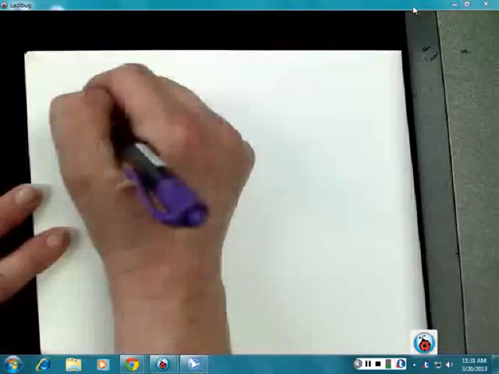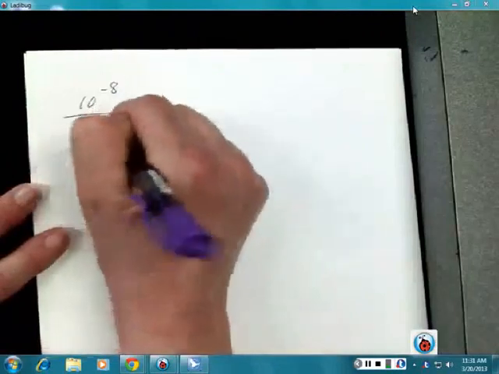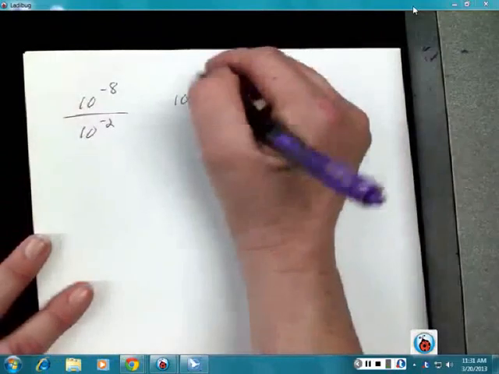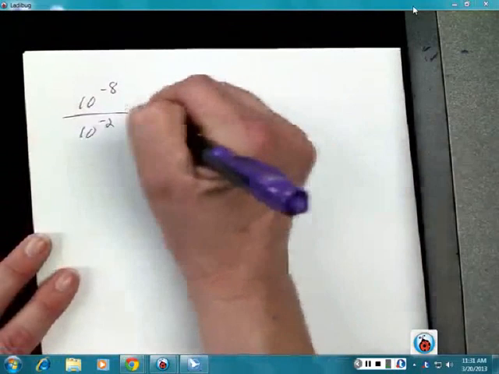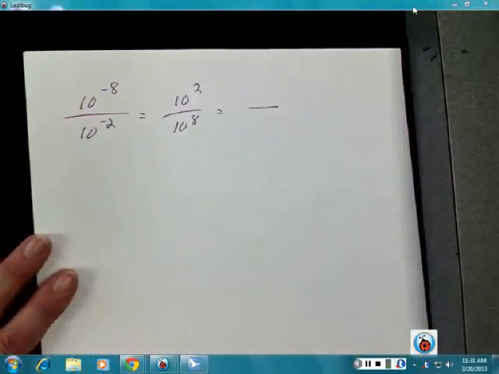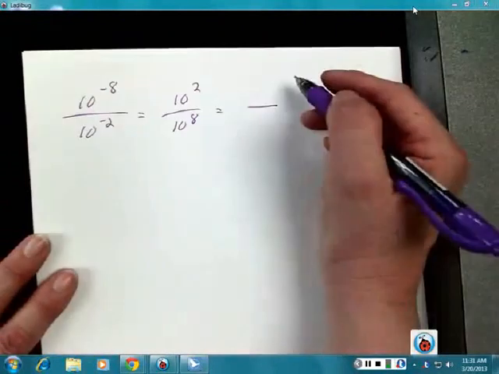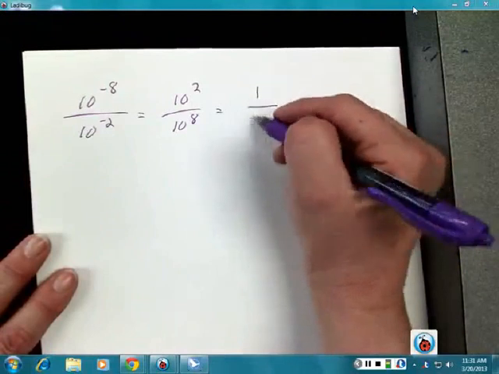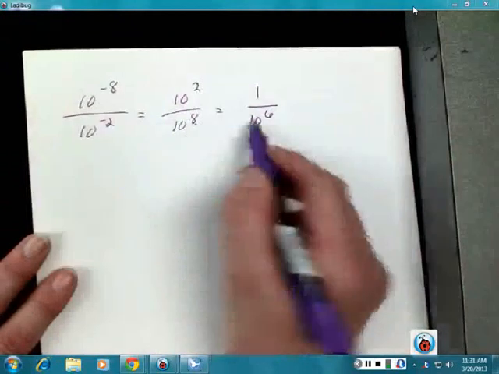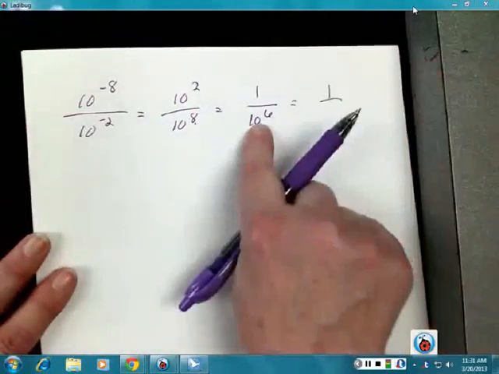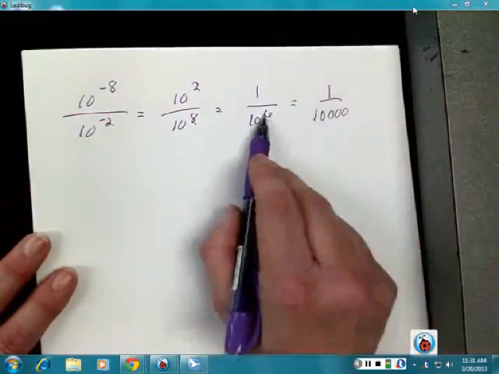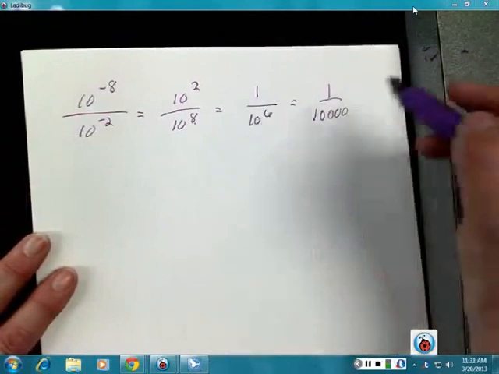How about this one? 10 to the -8 over 10 to the -2nd. So it'd be 10 to the 2nd over 10 to the 8th, because they moved. So what's my final answer? 1 over 10 to the 6th, because 2 from 8 is 6. If you have a base 10 raised to an exponent, all you need to do is put that many zeros after the 1.